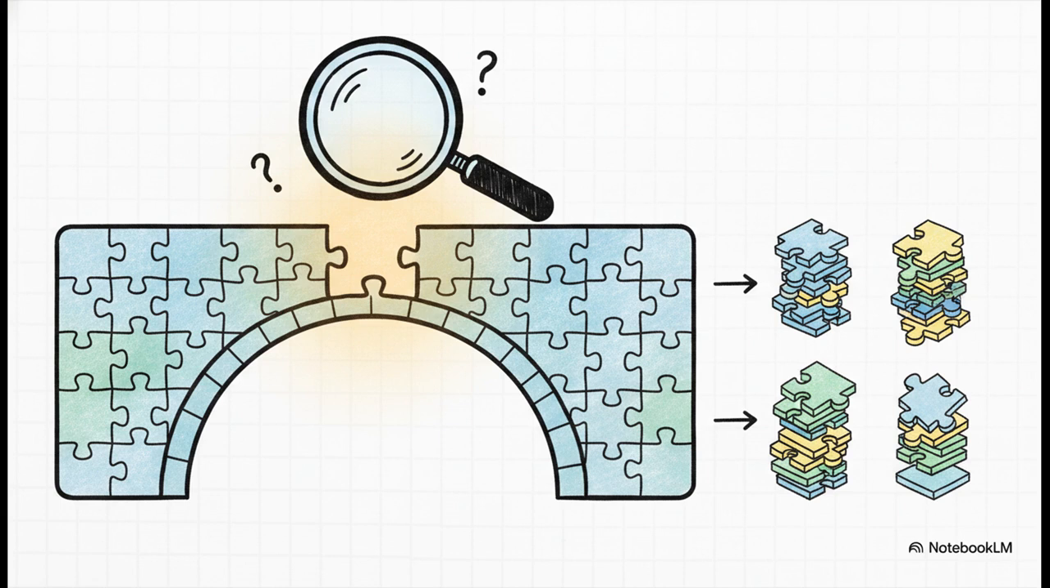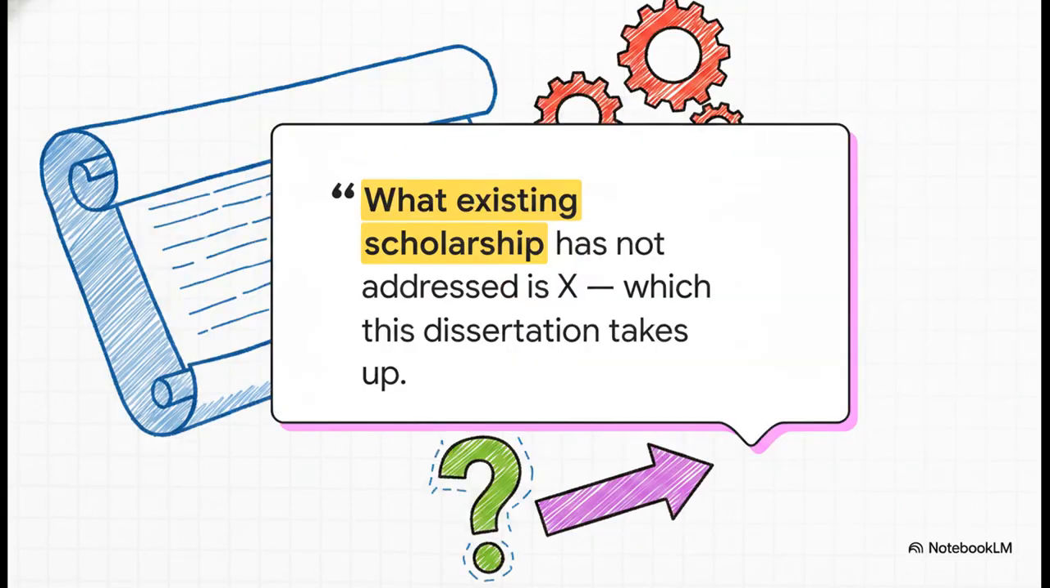Doing it this way sets up the exact rhetorical pivot you need to introduce your own original work. And that rhetorical pivot leads us straight to a very specific, highly functional phrase you should use at the very end of your literature review. You want to say, "What existing scholarship has not addressed is X, which this dissertation takes up." By explicitly stating exactly what is missing out there, you are perfectly positioning your own evaluative argument to swoop in and fill that exact void.